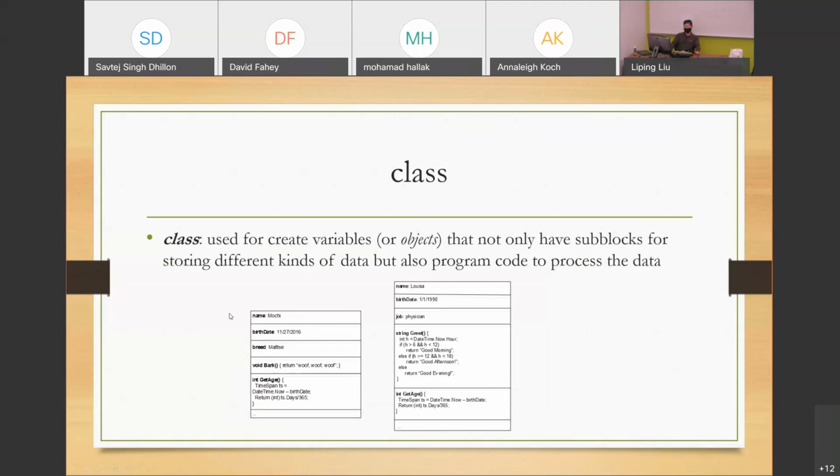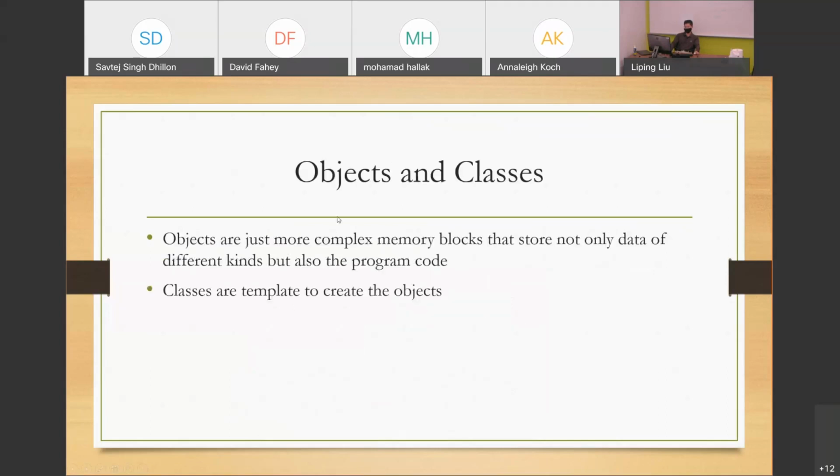Does it make sense? So what is a class? A class is just something that you can use to create those memories, create those variables. Okay. All right, so this is the summary. Objects are more complex memory blocks that store not only data of different kinds, but also program code. Classes are templates to create objects. Okay, and we have done that in one of the classes. For example, if I have a phone class, I can create a phone object. If I have a pen class, I can create pen objects, right? So we have done many of those, right?